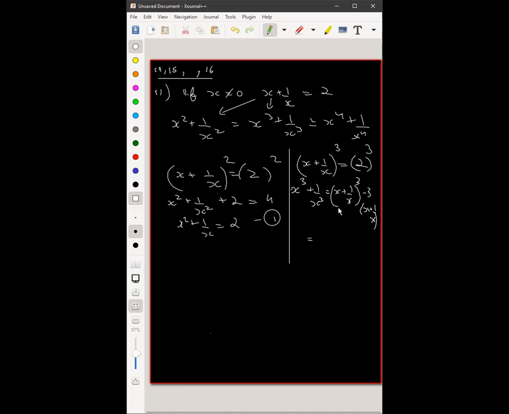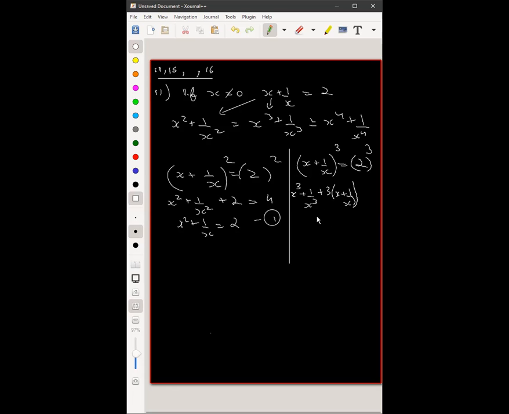But do we need to do this? Because we have a 2 cubed also. So why can't you just expand x plus 1 upon x the whole thing cubed instead of doing this? So what is x cube plus 1 upon x cubed over here? Expand this. x cube plus 1 upon x cube minus 3 multiplied by x plus 1 upon x.